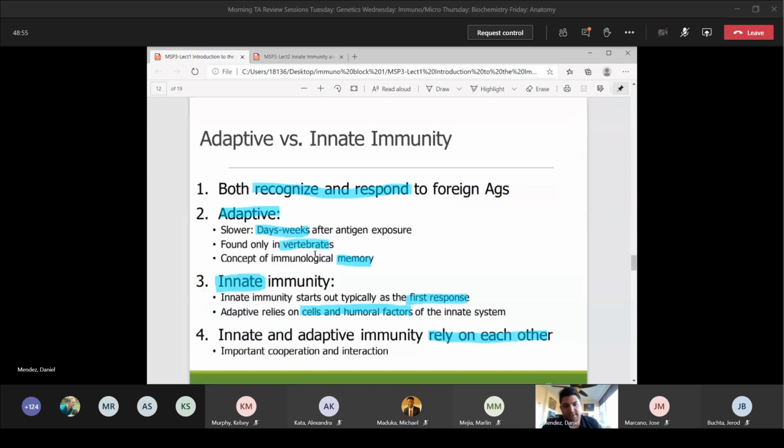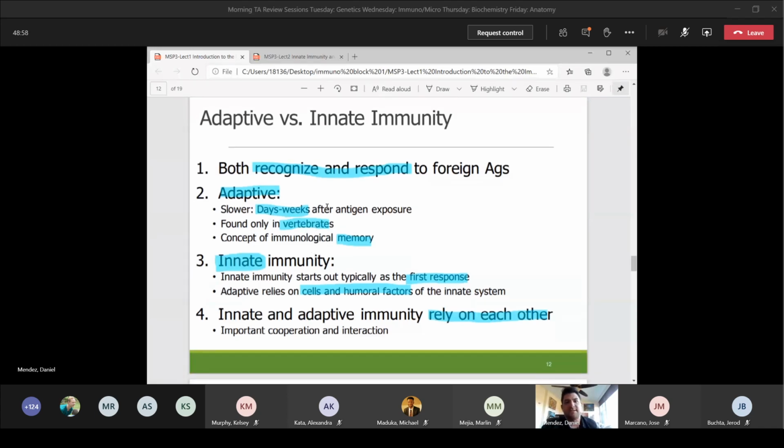So adaptive versus innate. Adaptive taking days to weeks for antigen exposure. Usually it's going to be about 5 to 10 days before you have your adaptive immunity response. They are only found in vertebrates. And then this is where you have memory. So your adaptive immunity being where you're creating that memory so that way you don't get sick again. So this is the idea behind vaccinations. So we expose you to the antigen of the virus. And then your body creates immunological memory, whether it be through antibodies or through memory B cells.